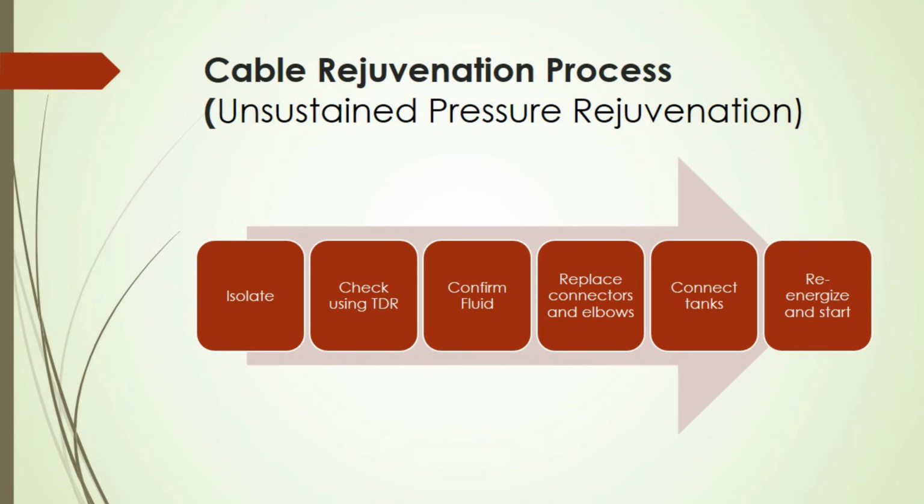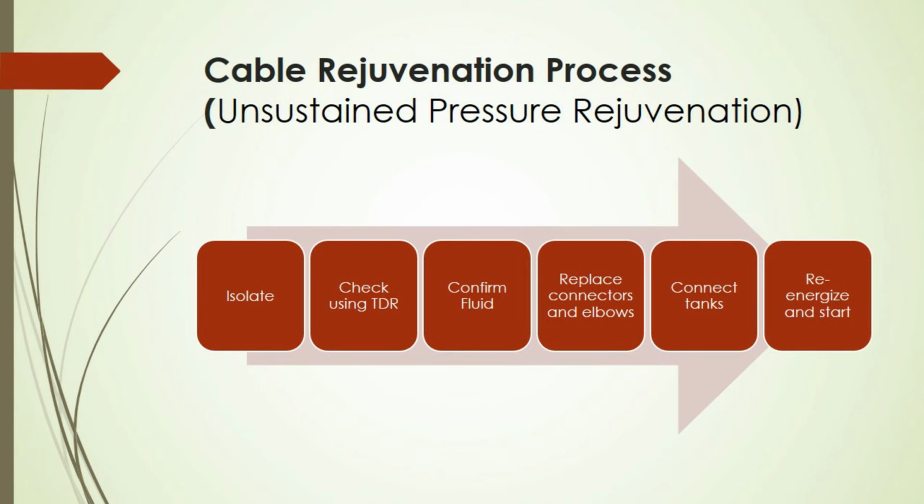So the first step is to isolate the damaged cables. You test it and then ground it. And then next, you would check each section for splices, neutral corrosion, and overall length using TDR equipment. TDR stands for time domain reflectometer. Then moving on from there, you've got step 3, which is to confirm that the rejuvenation fluid will flow adequately by performing what we call an airflow test.